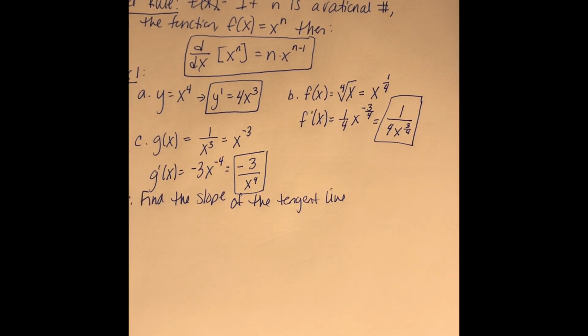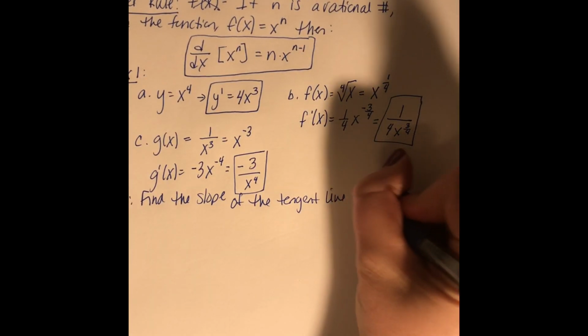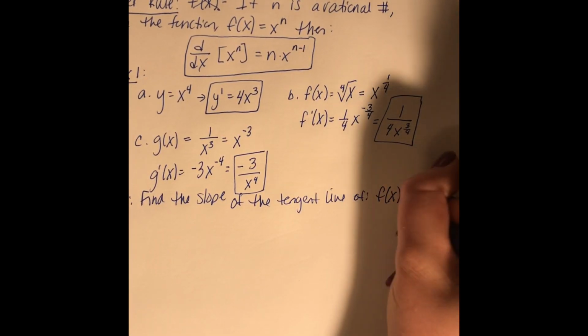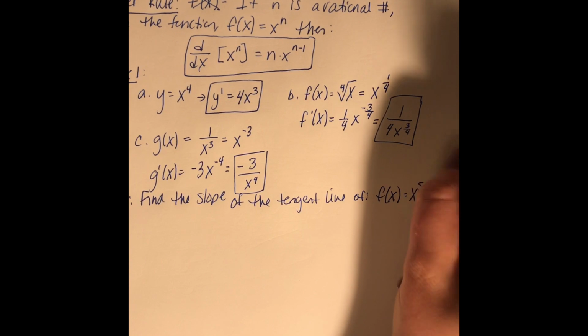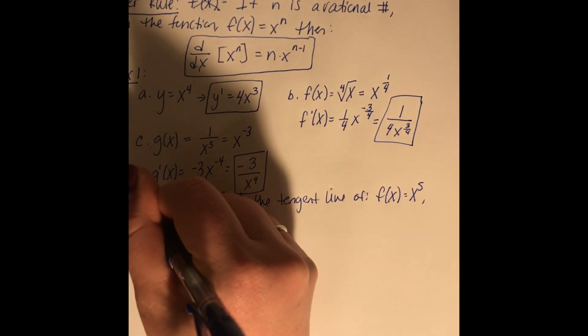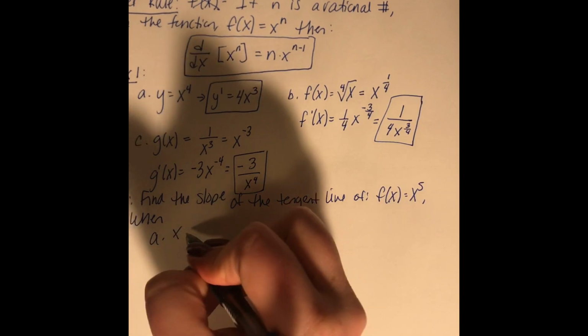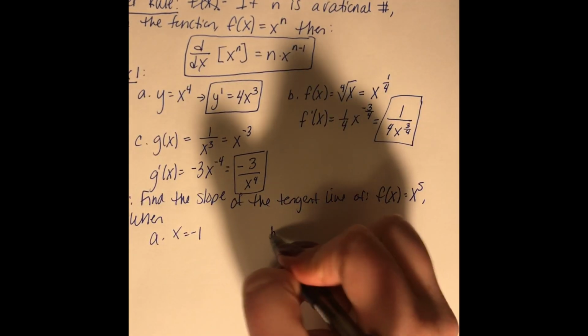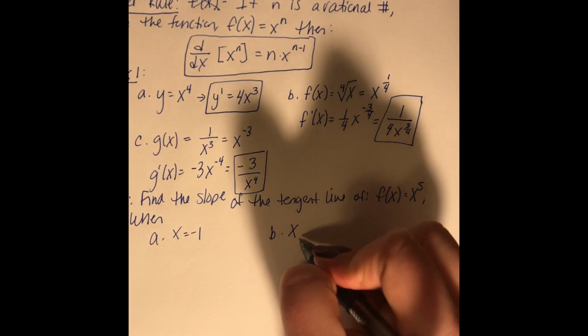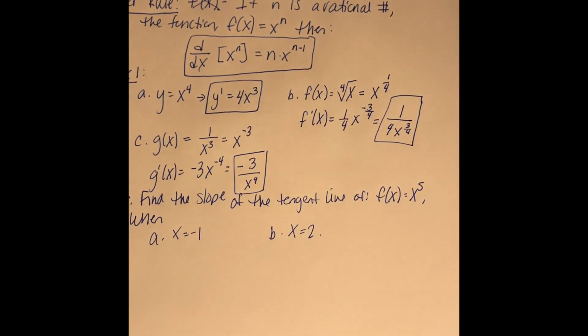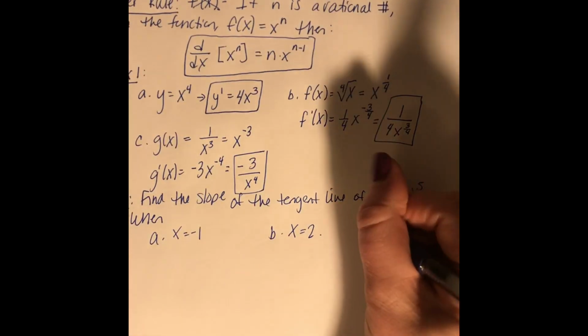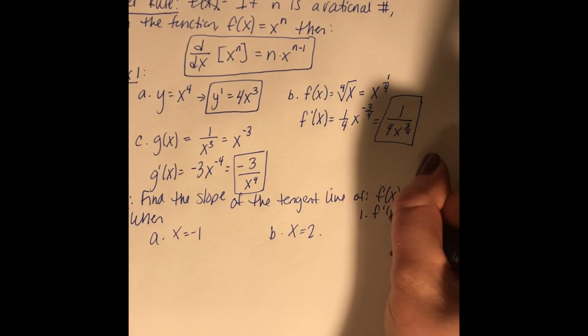The slope of the tangent line of, let's say, f of x equal to x to the power of 5. We're going to do 2 examples here. Our first one when x is equal to negative 1, and our second one when x is equal to 2. Remember, when we're finding the slope of the tangent line, slope is the same thing as the derivative. So the first step is to find f prime of x.